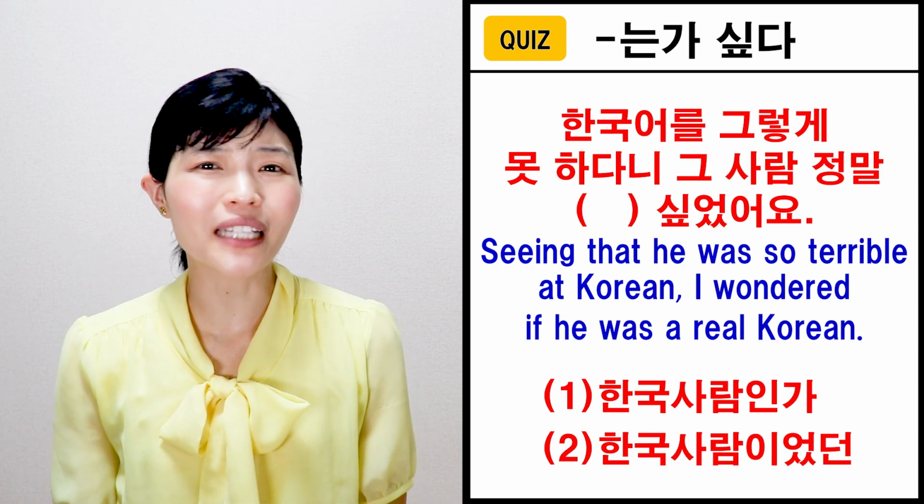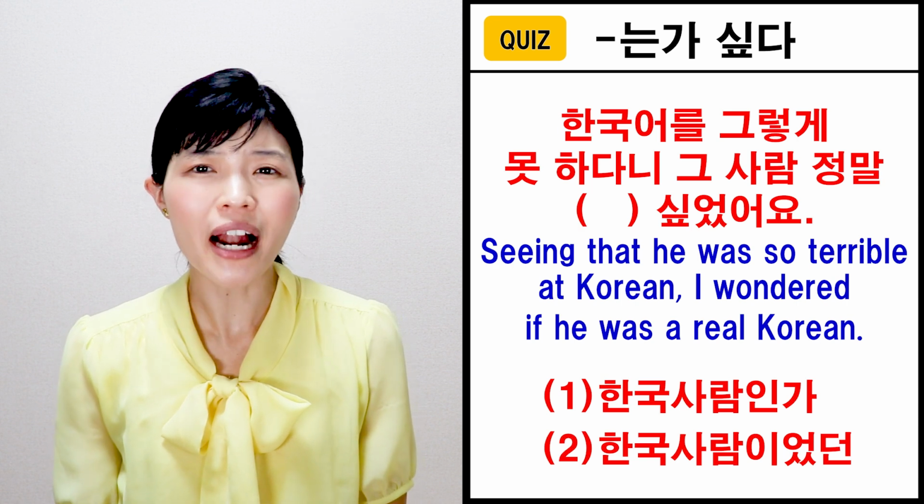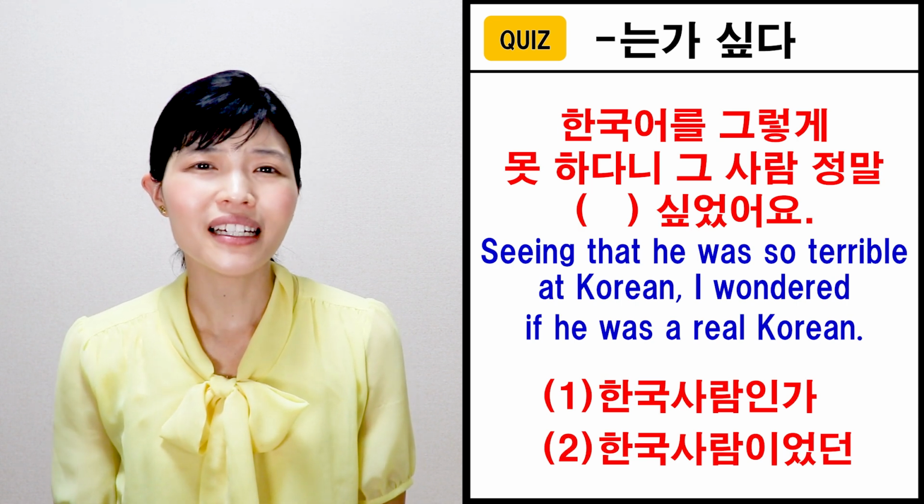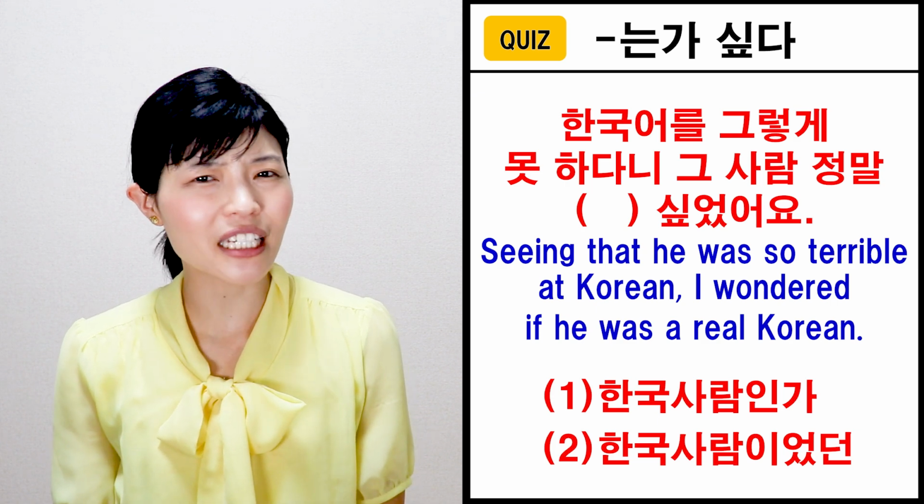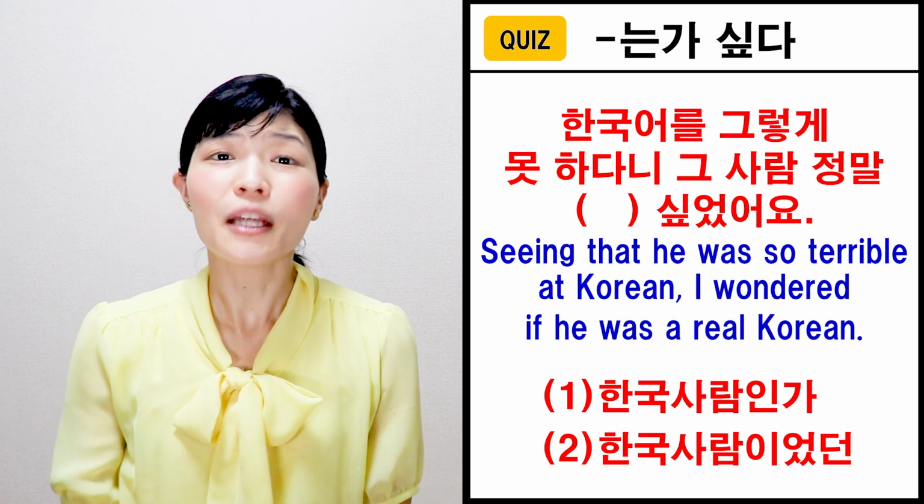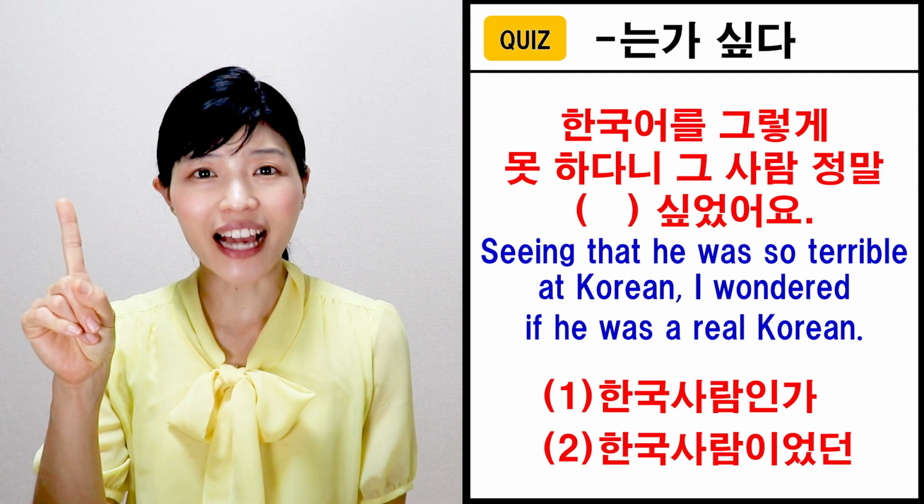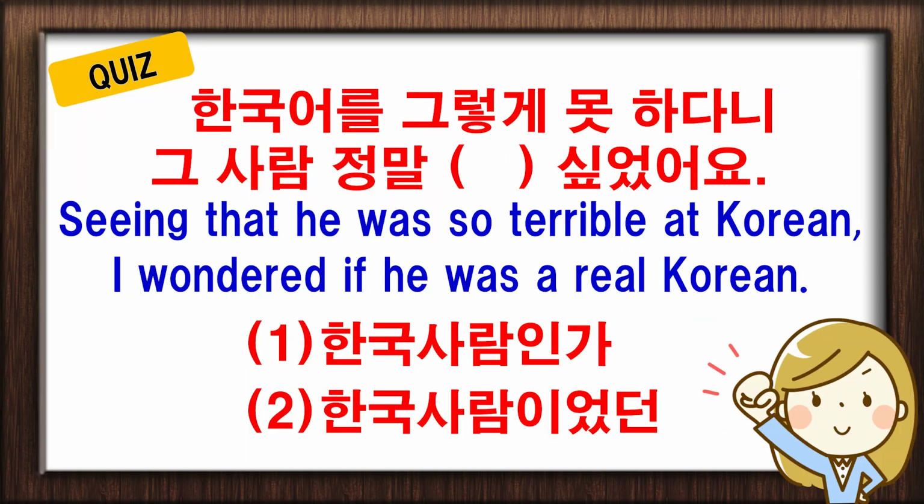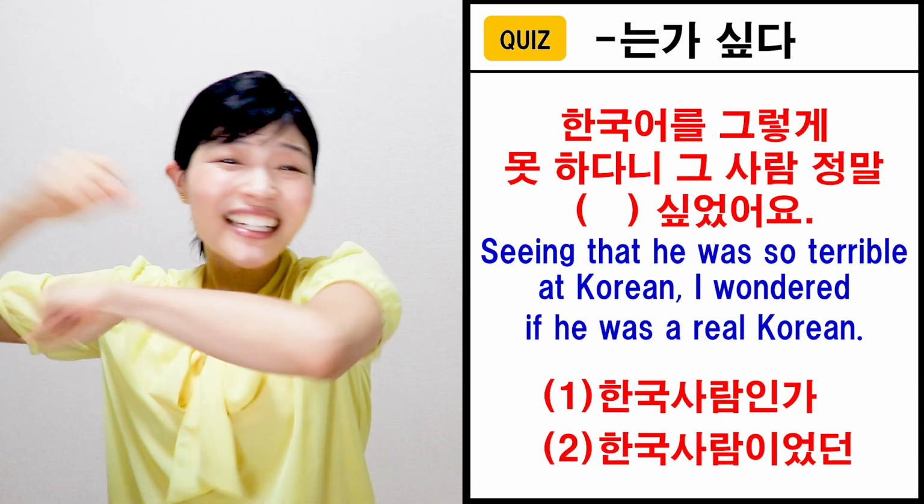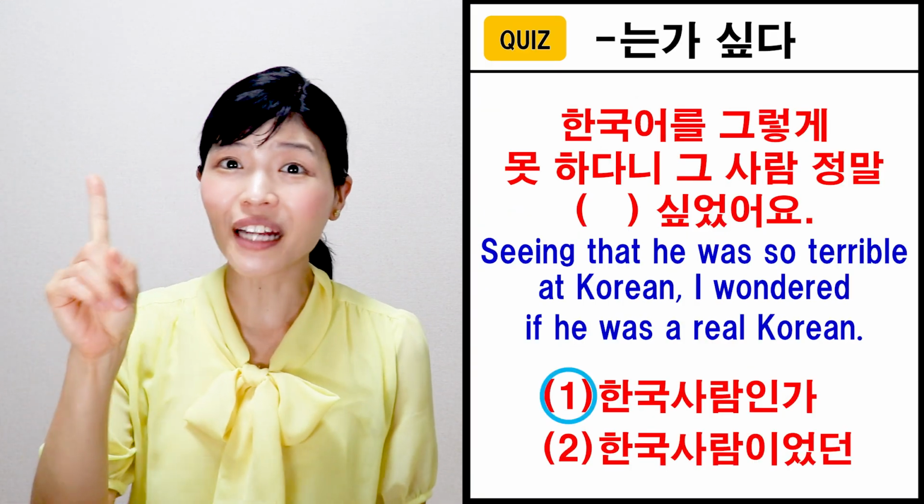한국어를 그렇게 못하다니 그 사람 정말 싶었어요. Seeing that he was so terrible at Korean, I wondered if he was a real Korean. Number 1. 한국 사람인가? Number 2. 한국 사람이었던. The correct answer is number 1.